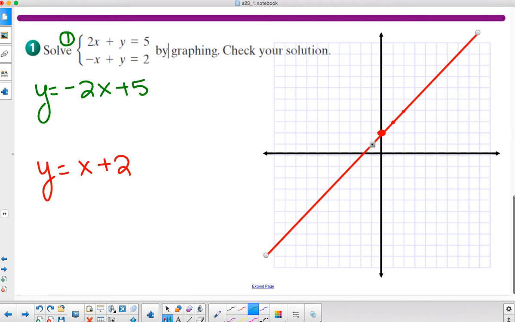Now let's go ahead and take a look at the green line. So we go to 5 on the y-intercept, 3, 4, 5. Our slope is -2, so we go down 2 to the right 1, and there you go. That's where these two lines intersect, and that's located at 1, 1, 2, 3. So they're intersecting at 1, 3.